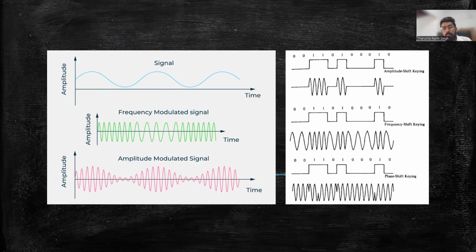So, in conclusion, modulation techniques are essential for wireless communication, enabling the transmission of information over long distances and sharing of communication channels. By selecting the appropriate modulation technique, we can optimize the performance of wireless communication systems for various applications.